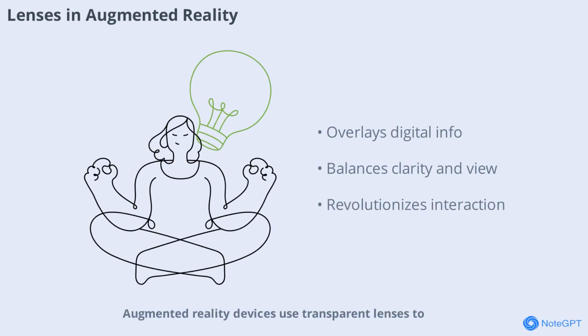Augmented reality devices use transparent lenses to overlay digital information onto the real world. These lenses must balance clarity, brightness, and field of view to provide seamless integration of virtual and physical environments. AR lenses are revolutionizing how we interact with information and our surroundings.